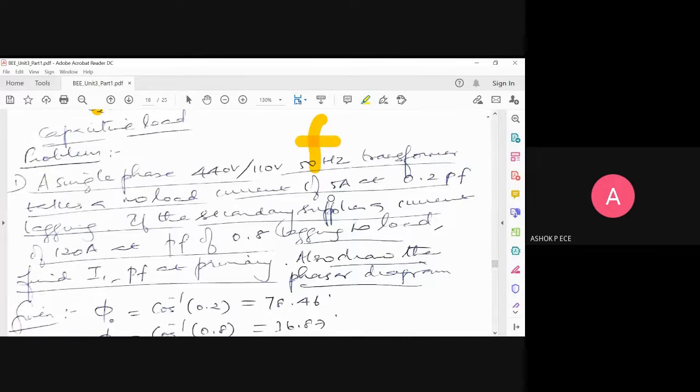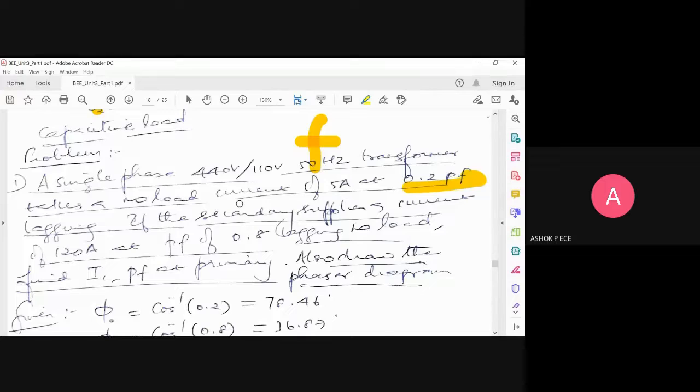What is no load current? 5 amperes. I naught. And what is 0.2 power factor? It's not capacitance, not picofarad. It is 0.2 power factor. See, it is the no load current power factor, so it has to be cos phi naught.